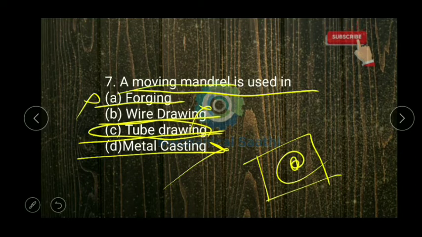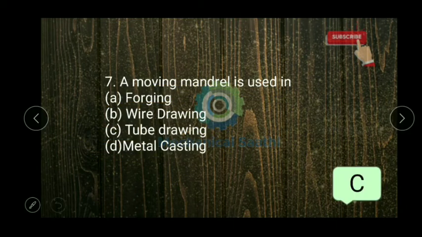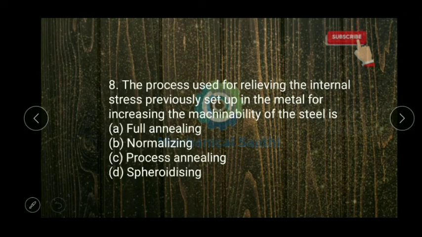So moving mandrel is used in tube drawing. Okay, let us check it. So C option will be the correct answer over here. Moving towards the next question, let us read it. That is question number 8.